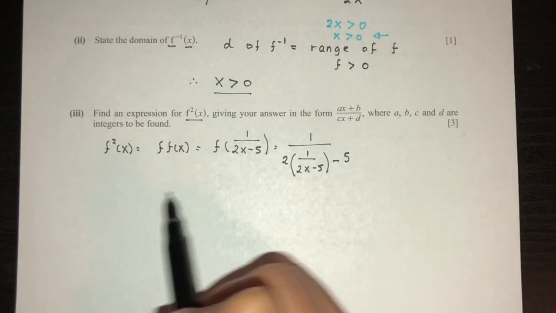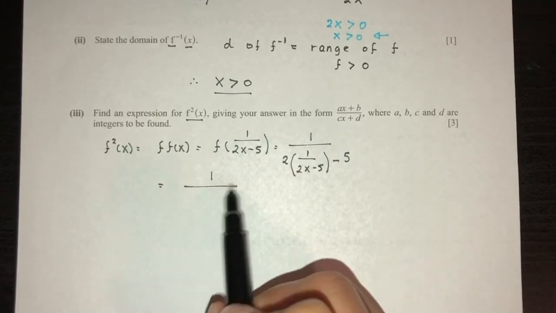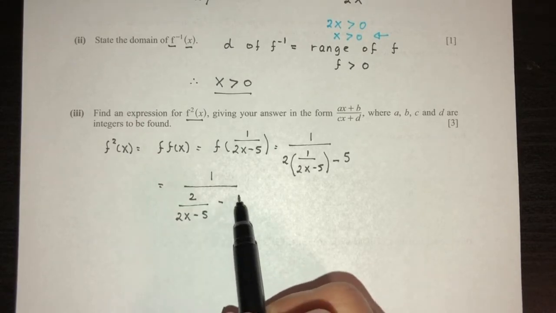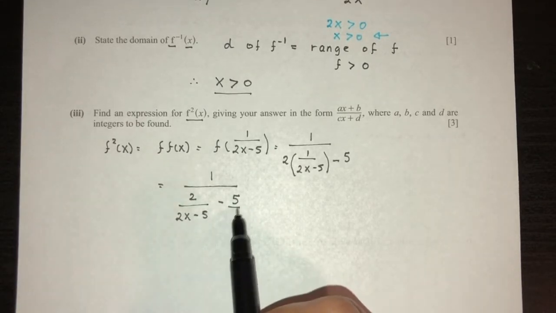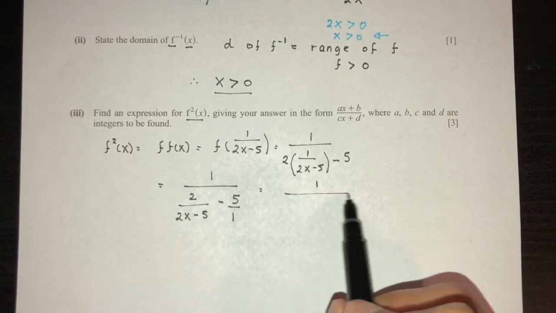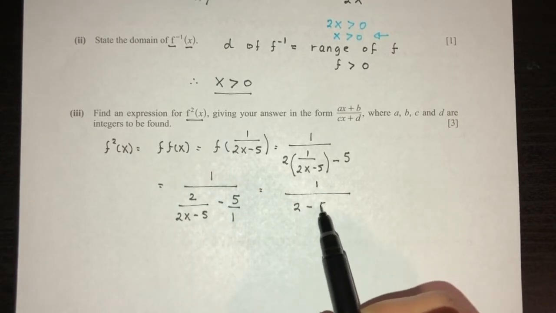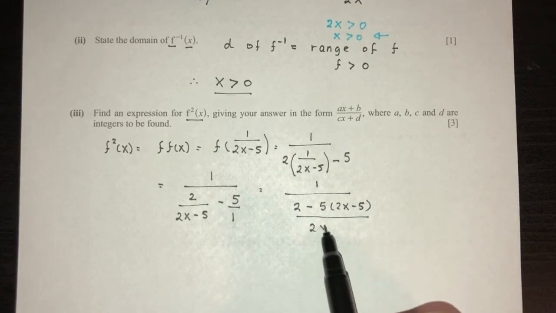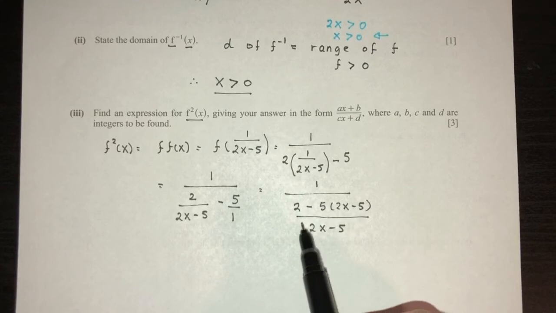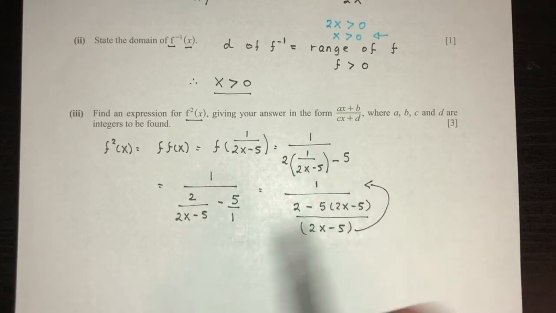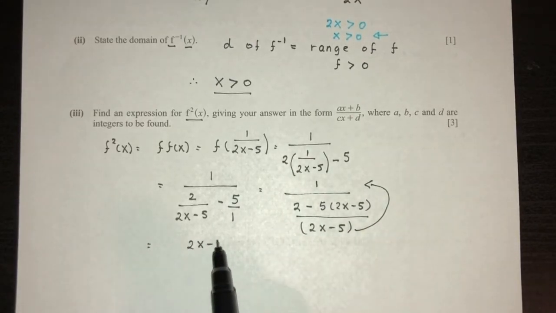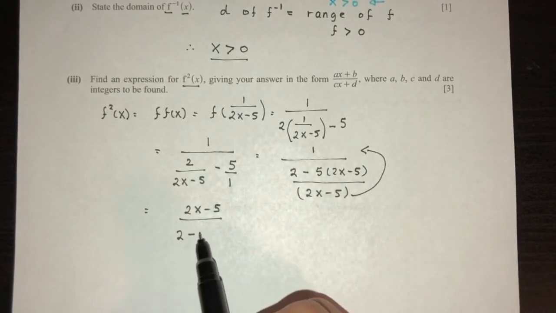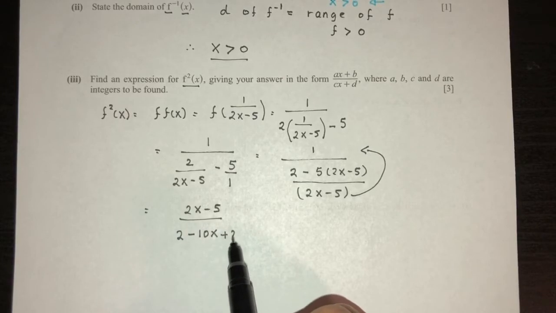So simplify, you will have 1 over 2 over 2x minus 5 minus 5. So here we have to simplify these two. You have 1 over 2 minus 5, 2x minus 5 over 2x minus 5. Now we can send this base to the top. So you will have 2x minus 5 over, here we have 2 minus 10x plus 25.